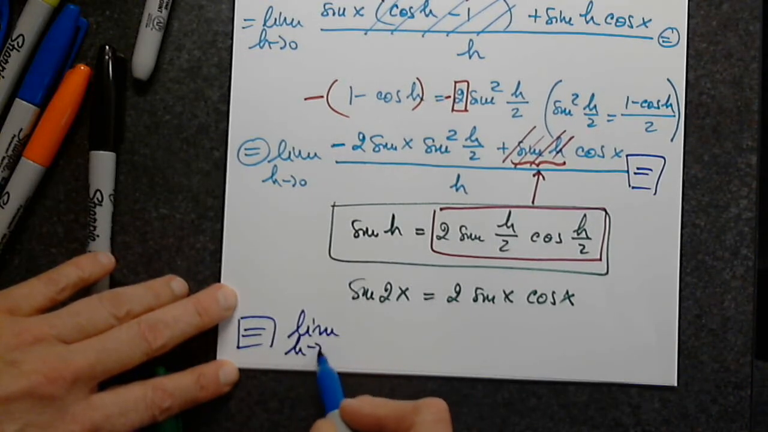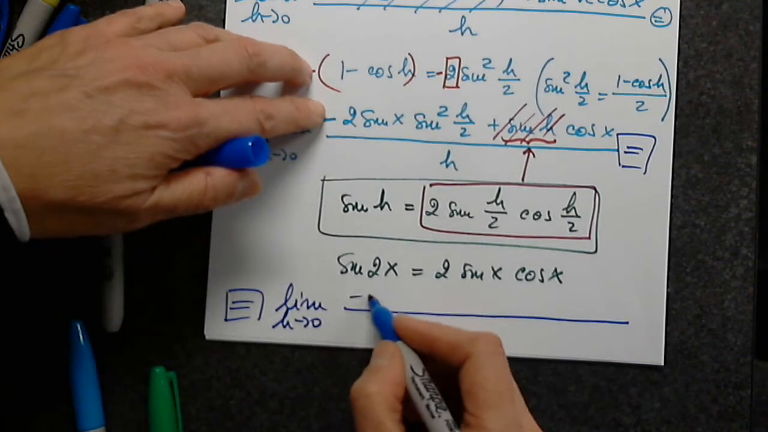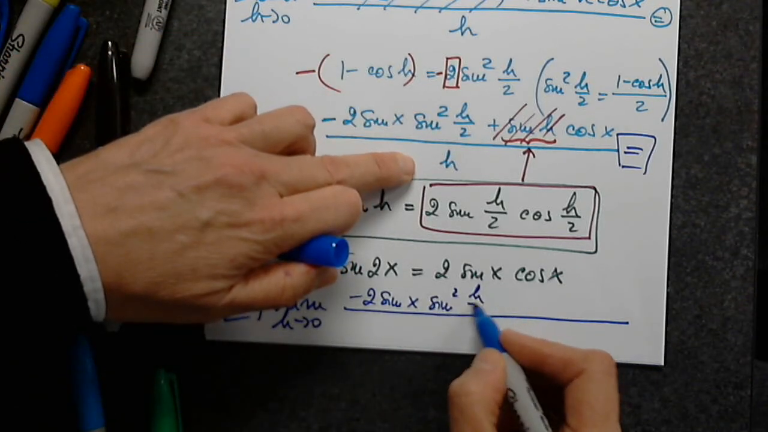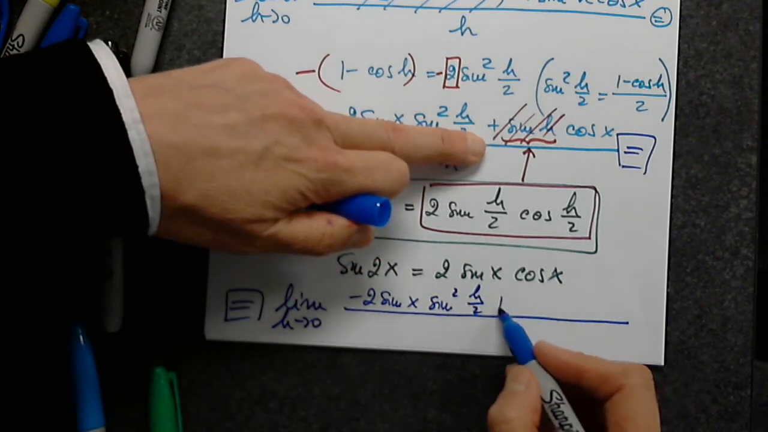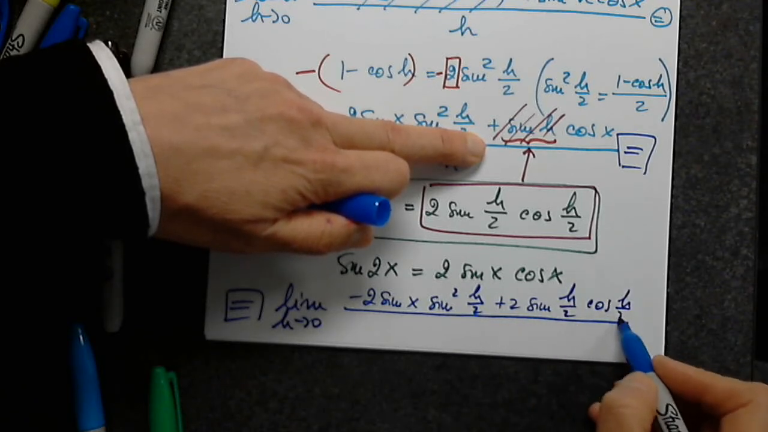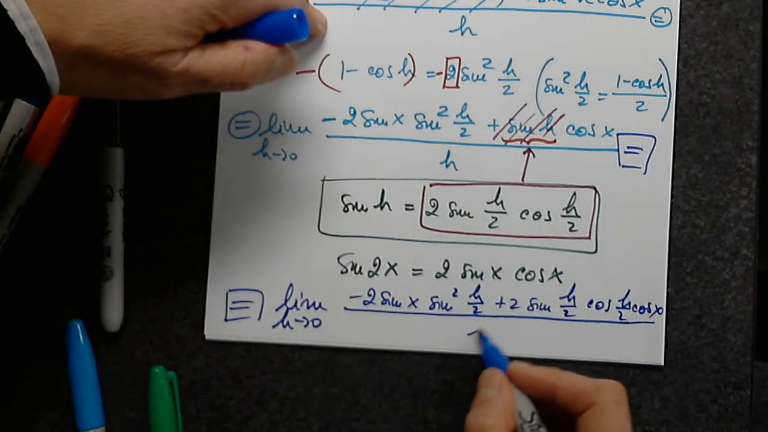So limit as h approaches 0. Negative 2. I copy sine x. I copy sine squared h over 2. And I copy plus 2. I copy sine h over 2, cosine h over 2. And I cannot forget the cosine x. Divided by h.